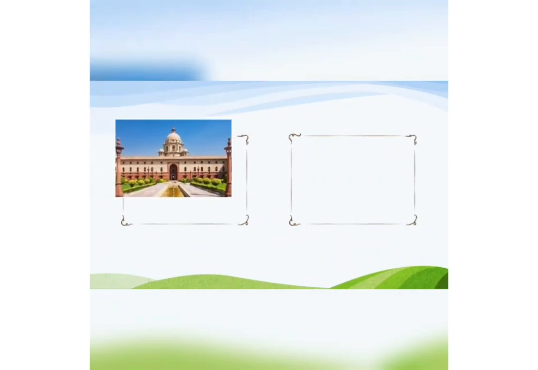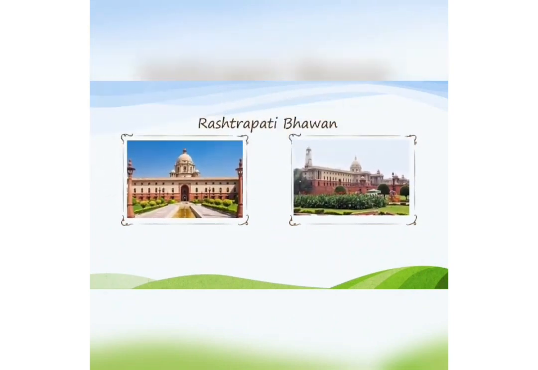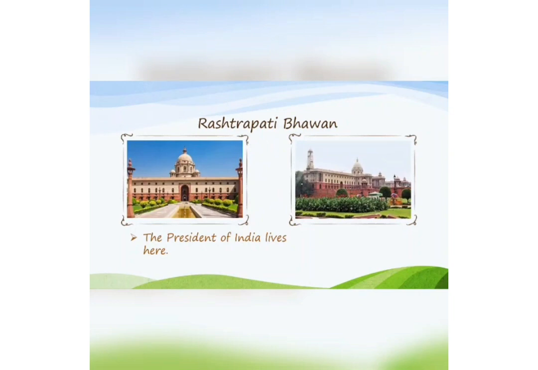This is Rashtrapati Bhavan. The President of India lives here. It is in New Delhi. The construction of this building was completed in 1929 and it took 17 years to complete it.